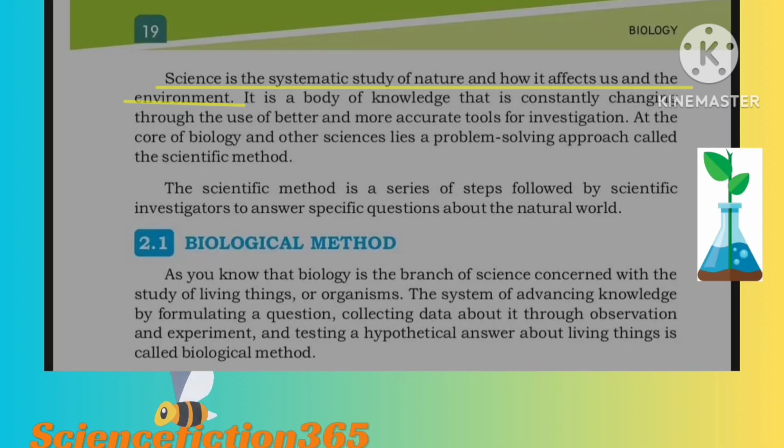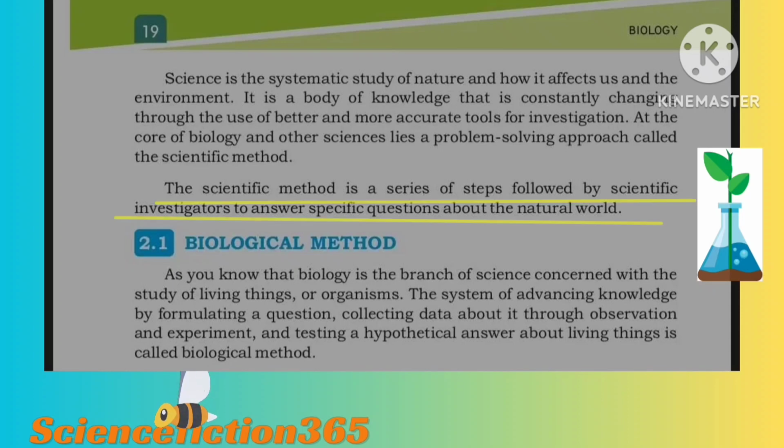Basically, science is the systematic study of nature and how it affects us as well as our environment. Now, scientific method is a series of steps followed by different scientists and investigators to answer a specific question about the natural world. Basically, scientific method is used to solve problems of chemists, biologists, and physicists.